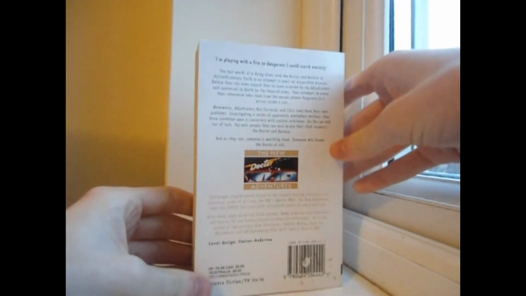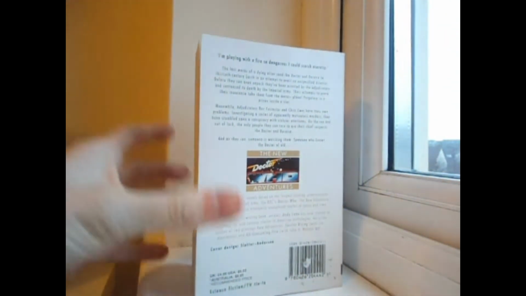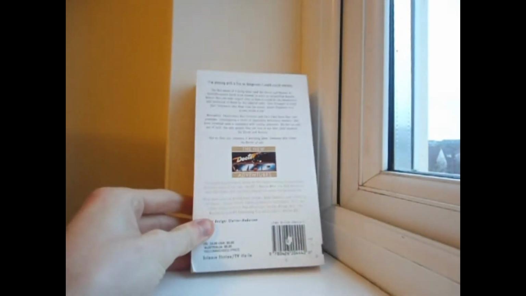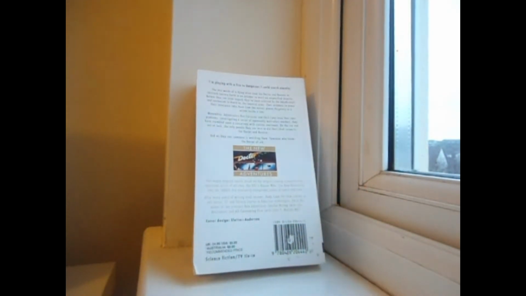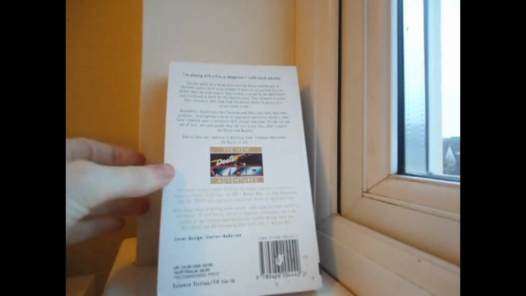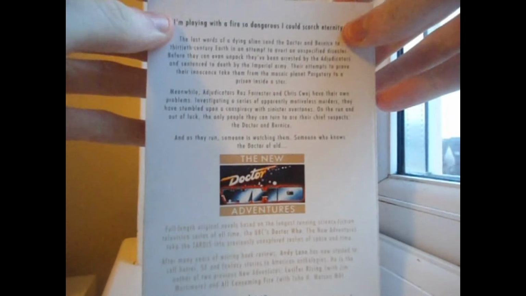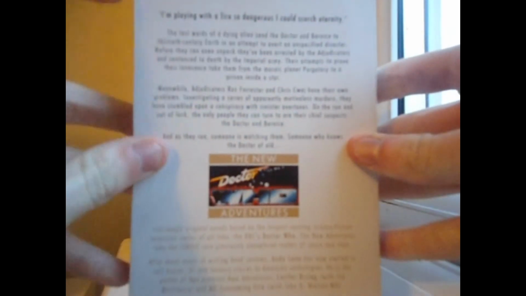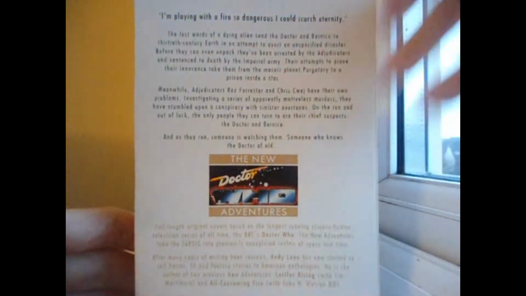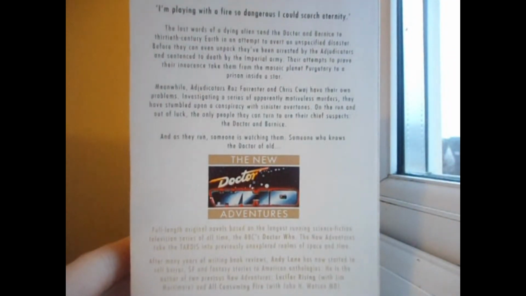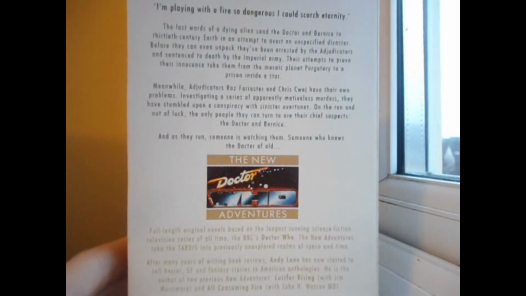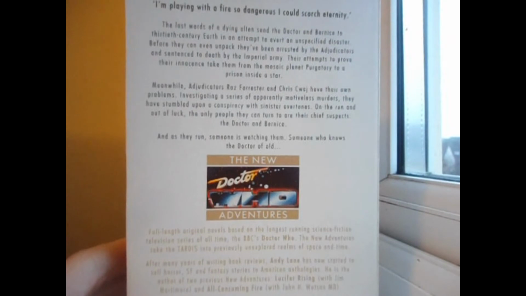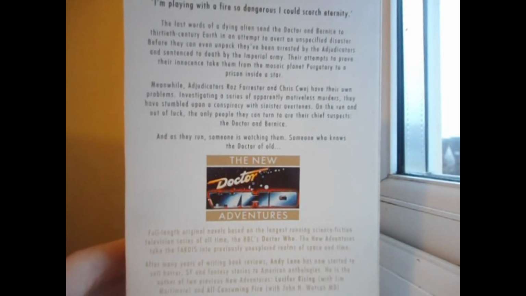And then here is the back. I'm just going to quickly read off what's on the back. Now at the top here is probably one of my favourite Doctor Who quotes of all time: I am playing with a fire so dangerous I could scorch eternity. The last words of a dying alien send the Doctor and Bernice to 30th century Earth in an attempt to avert an unspecified disaster. Before they can even unpack, they have been arrested by the adjudicators and sentenced to death by the Imperial Army. Their attempts to prove their innocence take them from the mosaic planet Purgatory to a prison inside a star.